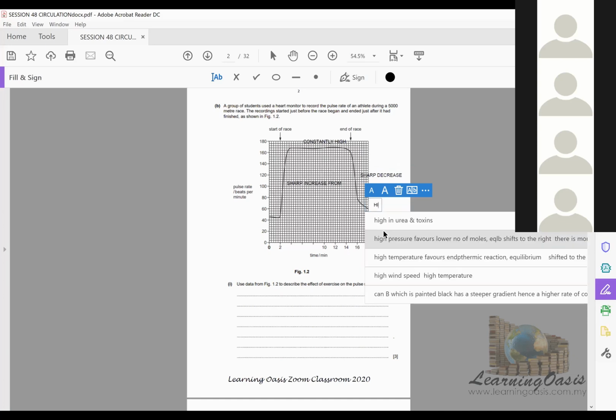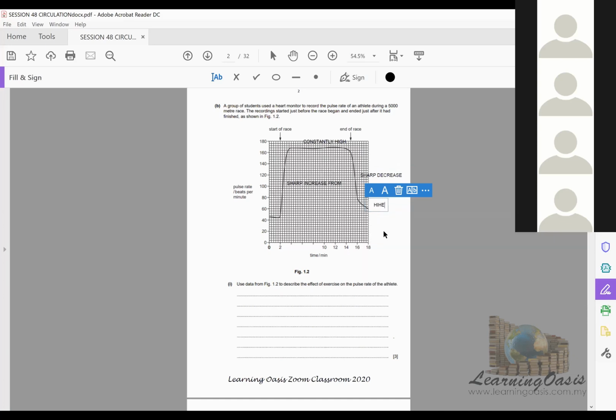It's still slightly higher than before the race. Okay, get it? Understand? So you should be good at describing graphs. Describing a graph is 3 marks for you, provided you know how. So 3 patterns, 1, 2, 3. Put the value and the marks.